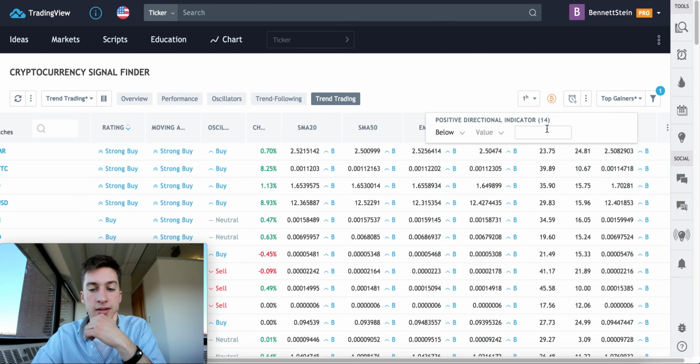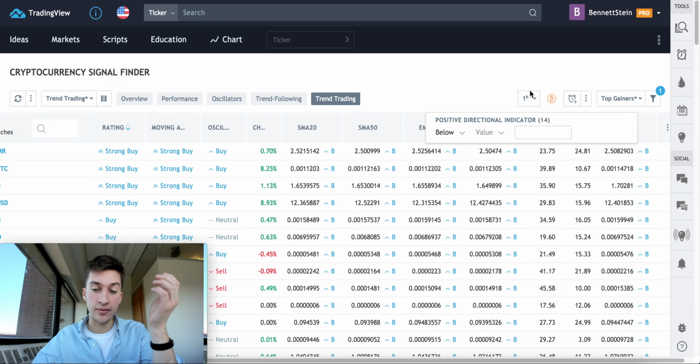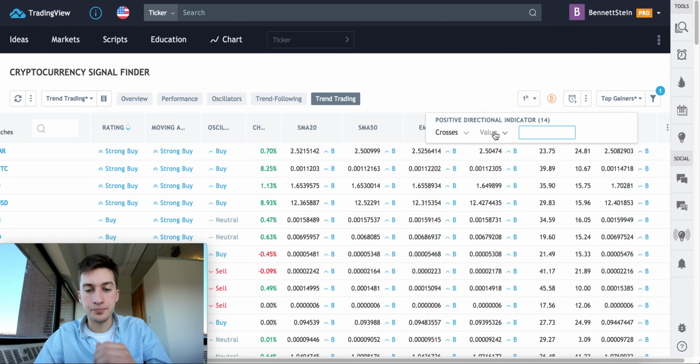And speaking of crossover, this is really cool. You can set alerts on this. Let's say on the hourly, and I mentioned this before, you want to find when the green DI crosses above the negative DI, and you want to be alerted on your phone, or alerted by email or whatever. Let's say crosses above, just to be helpful.